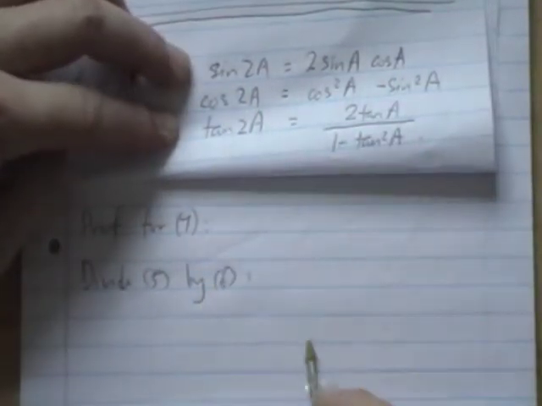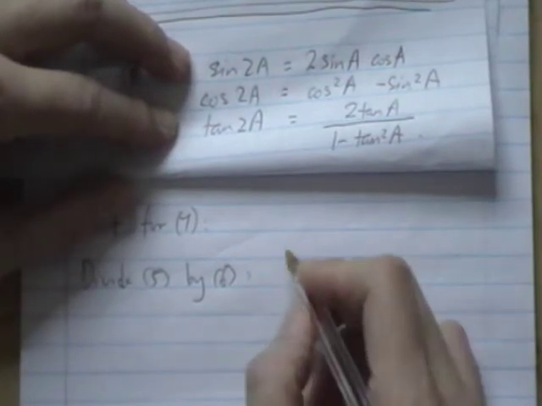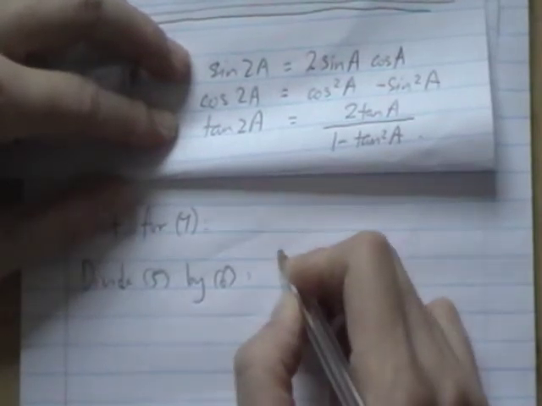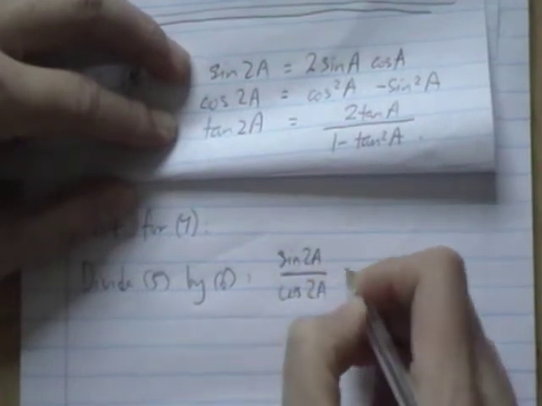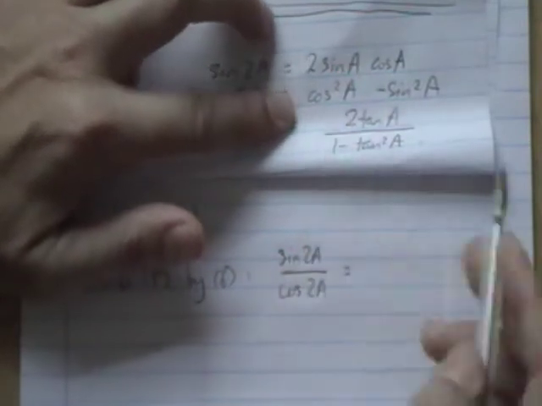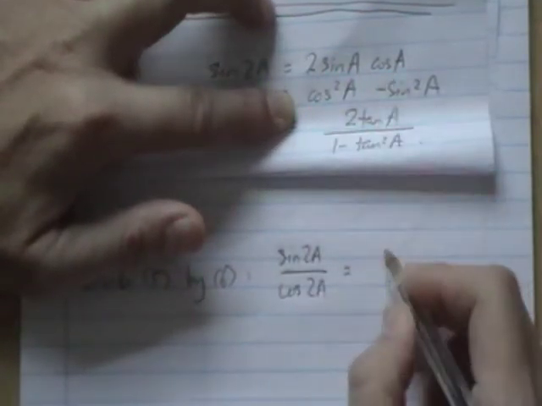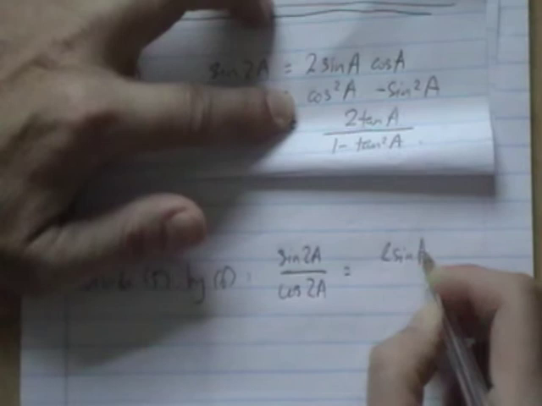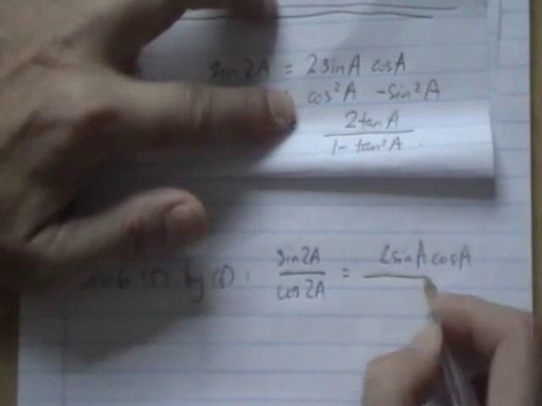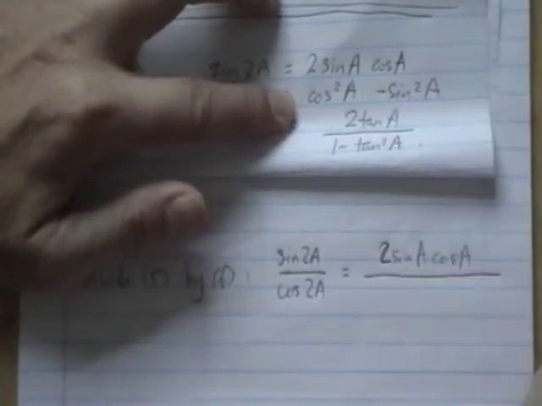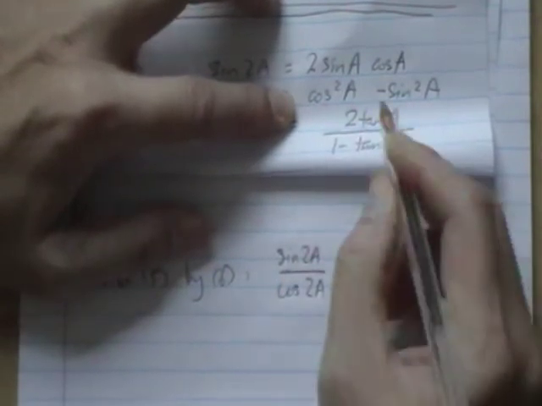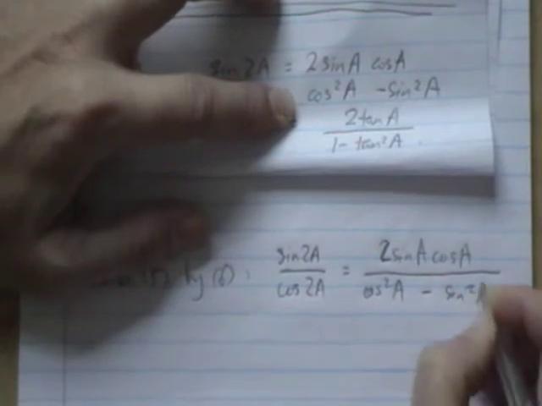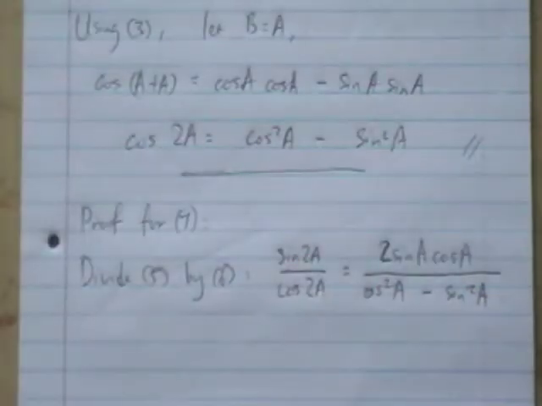So on the left hand side, I'll have sine 2a over cosine 2a. On the right hand side, I have 2 sine a cosine a over cosine squared a minus sine squared a.